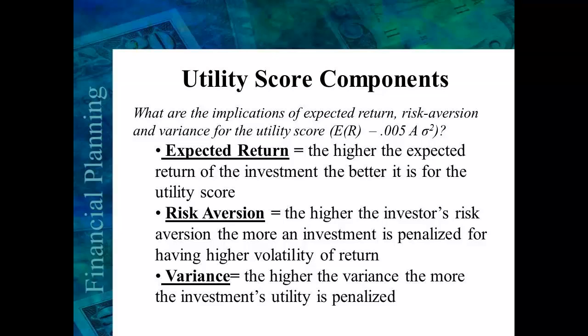What are the implications of higher expected return, risk aversion, and variance in the utility scoring formula of ER minus 0.005 times A times the variance? 1. The higher the expected return of the investment, the better it is for the utility score. 2. The higher the investor's risk aversion, the more an investment is penalized for having higher volatility of return. And 3. The higher the variance, the more the investment's utility is penalized.